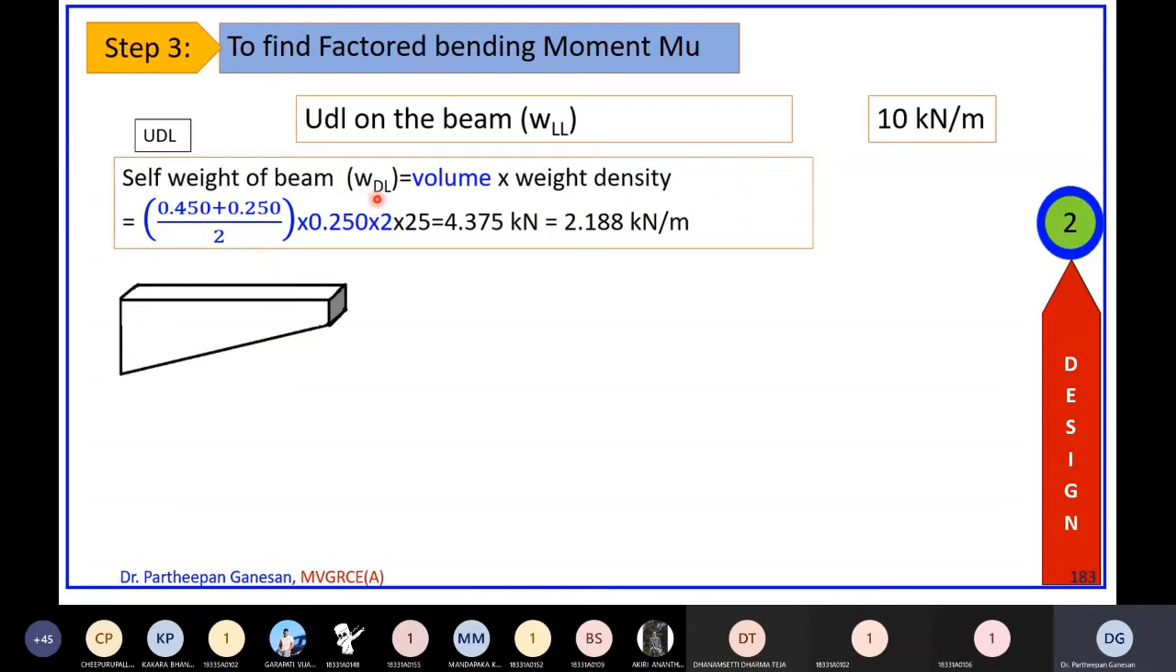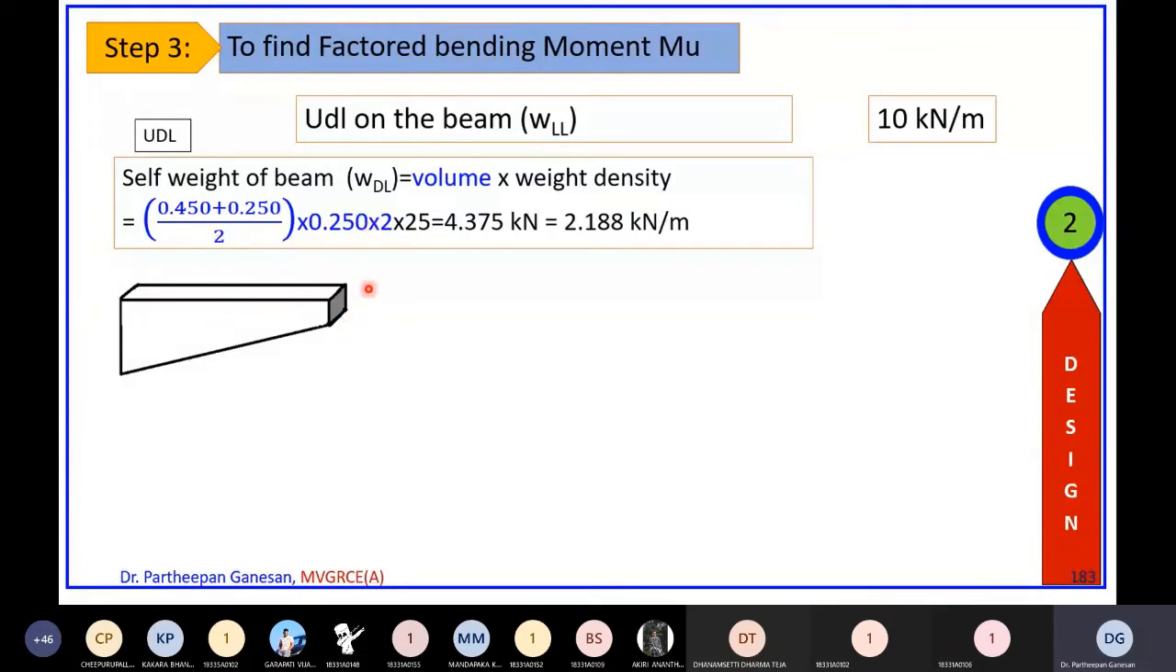Self weight is given as WDL. DL stands for dead load, or self weight. So how will you find it out? Volume times weight density, right? Now how will you find out the volume of this?